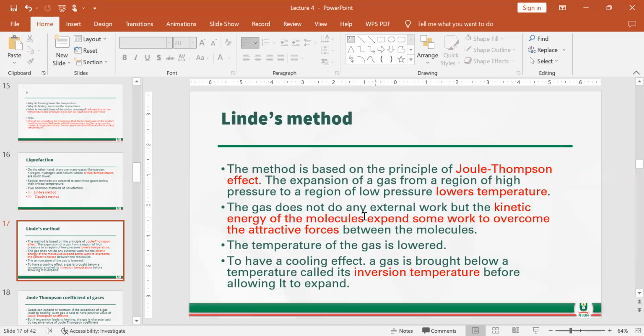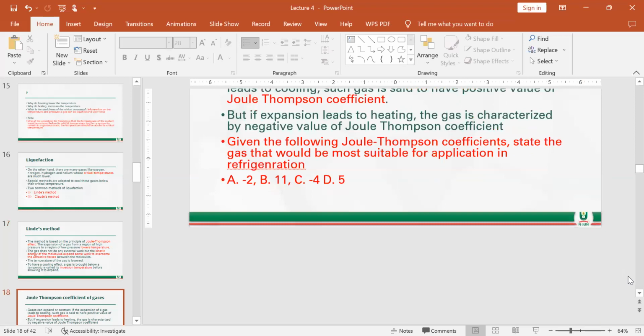The gas does not do any external work, but the kinetic energy of the molecules expends some work to overcome the attractive force between the molecules. So the temperature of the gas is lower. To have a cooling effect, a gas is brought below a temperature called its inversion temperature before allowing it to expand. In the Linde's method, the gas is brought below its inversion temperature and then it is allowed to expand. That is the principle of the Linde.